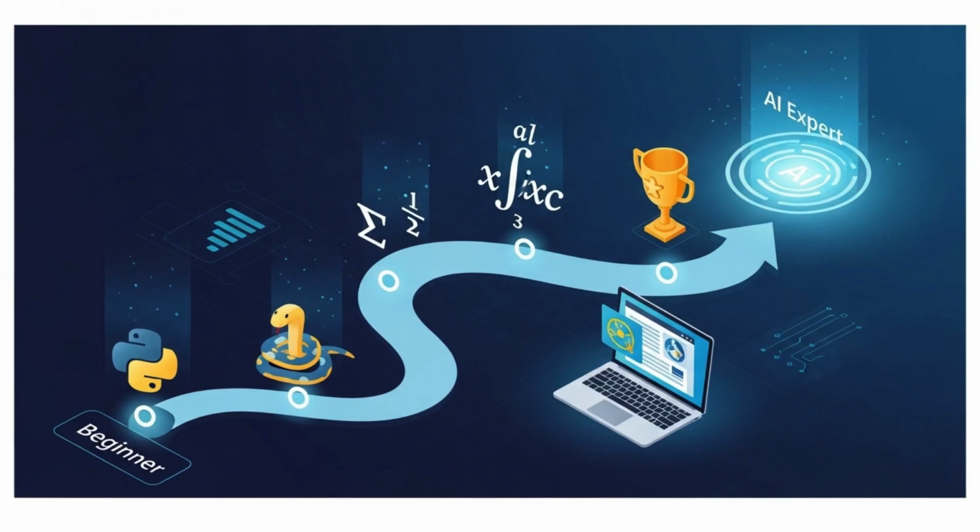For those eager to embark on their AI journey, a structured roadmap can be incredibly helpful. Firstly, mastering Python programming is non-negotiable. It's the gateway to the AI ecosystem. Alongside Python, a foundational understanding of mathematics, particularly linear algebra, calculus, and probability, will provide a deeper comprehension of how AI algorithms work. Next, immerse yourself in online resources.